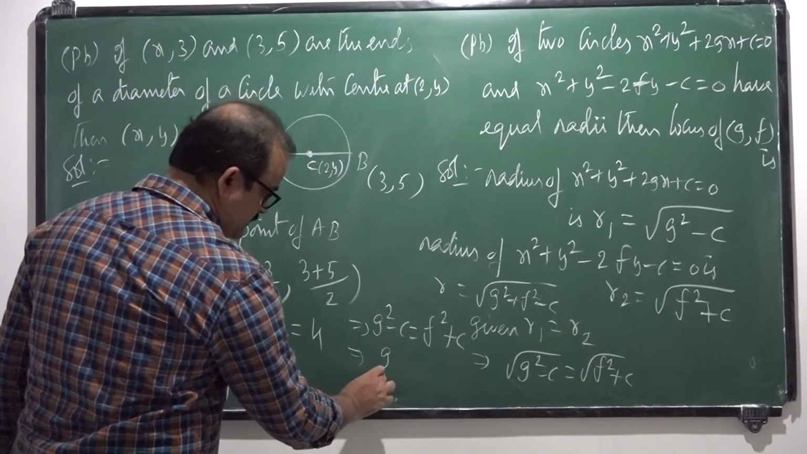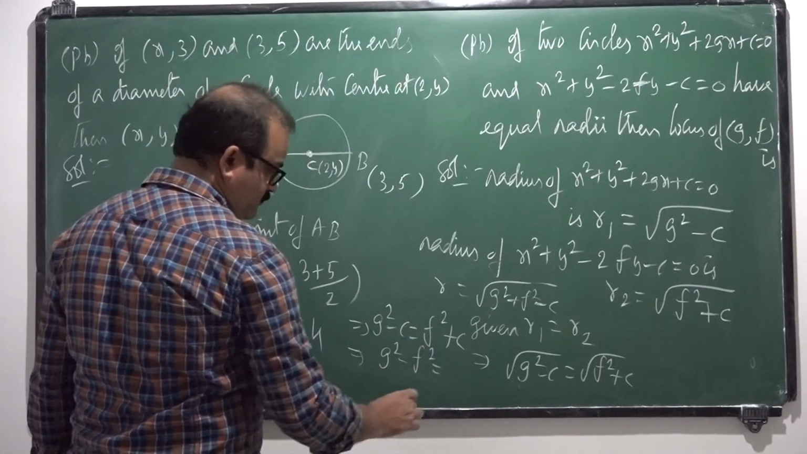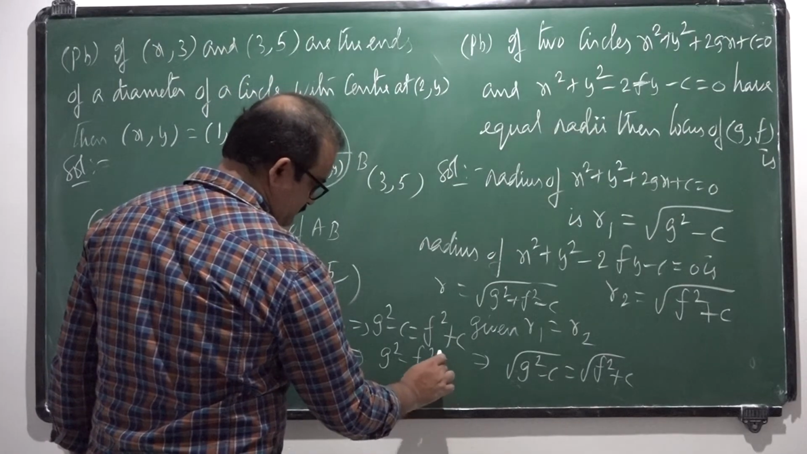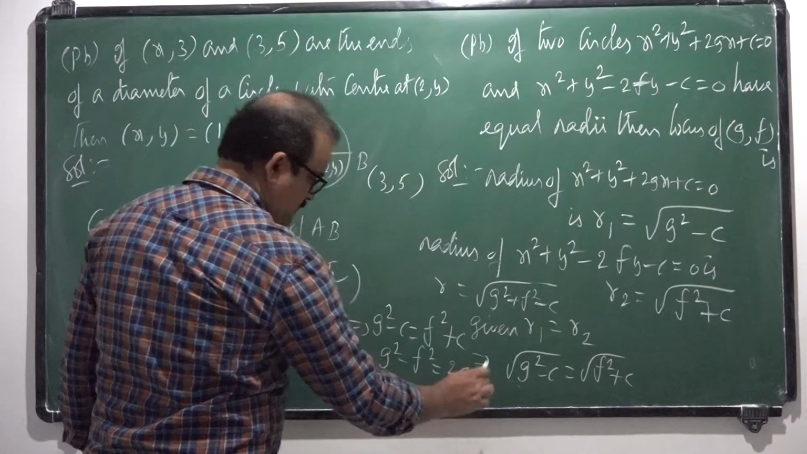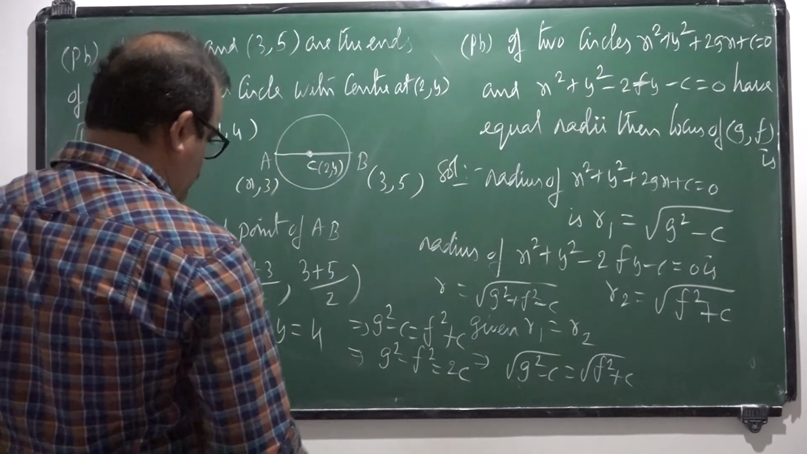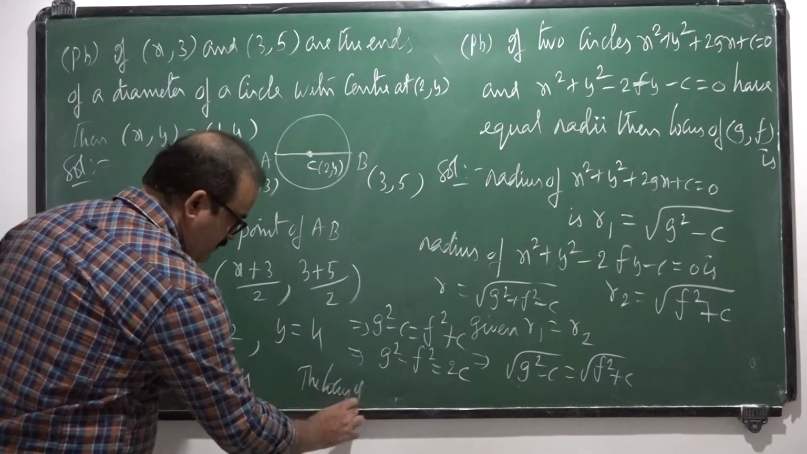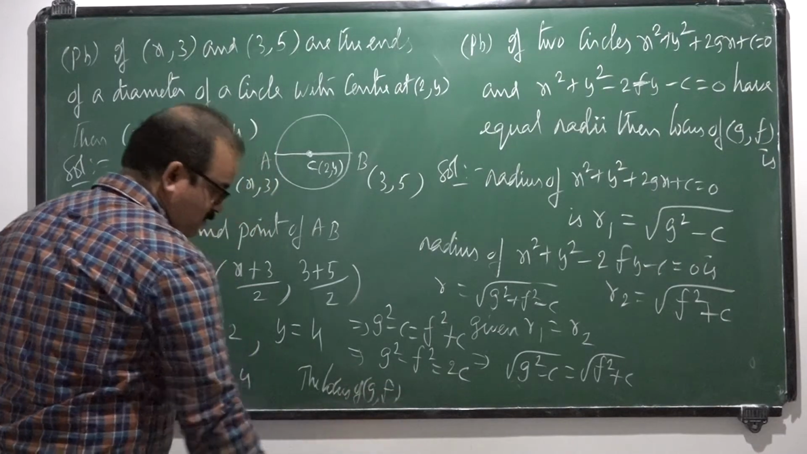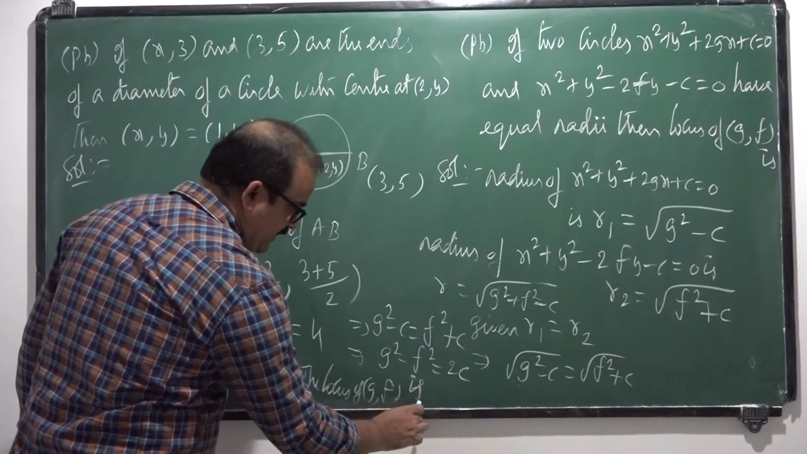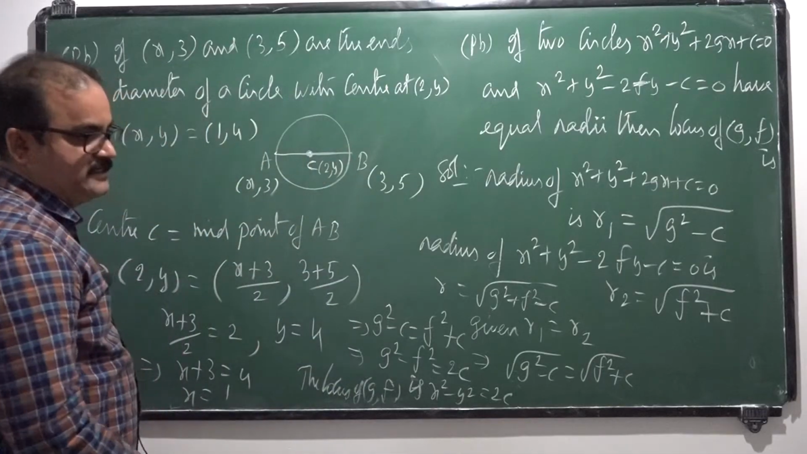Write it as g square minus f square is equal to 2c. So the locus of g comma f: in place of this g and f we write x and y. x square minus y square is equal to 2c.